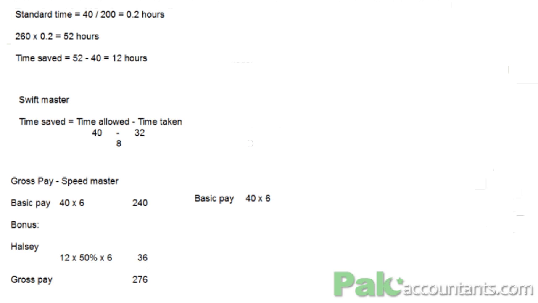And the bonus, according to the Halsey system, this calculation is going to be the number of hours saved, which is 12, multiplied by 33 1/3%, and then multiplied by 6. Let's make some room.